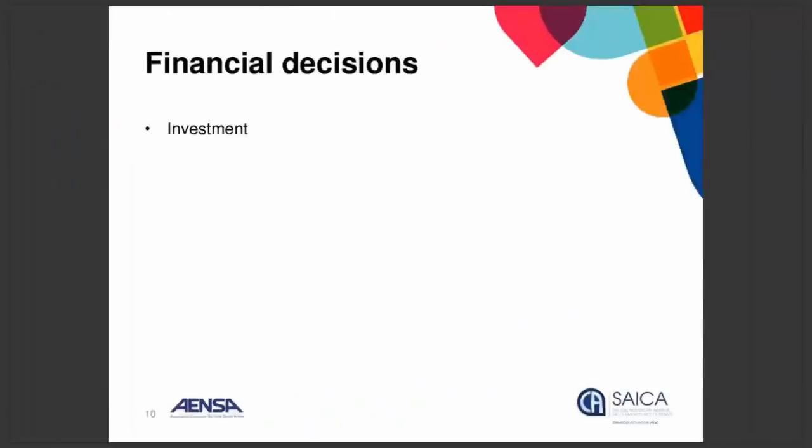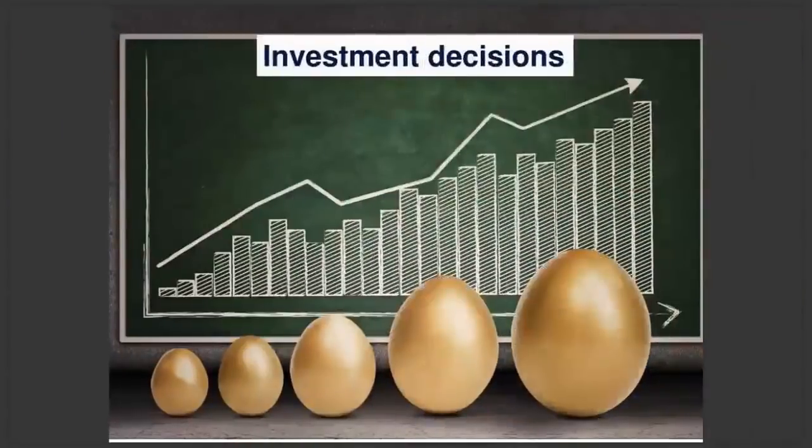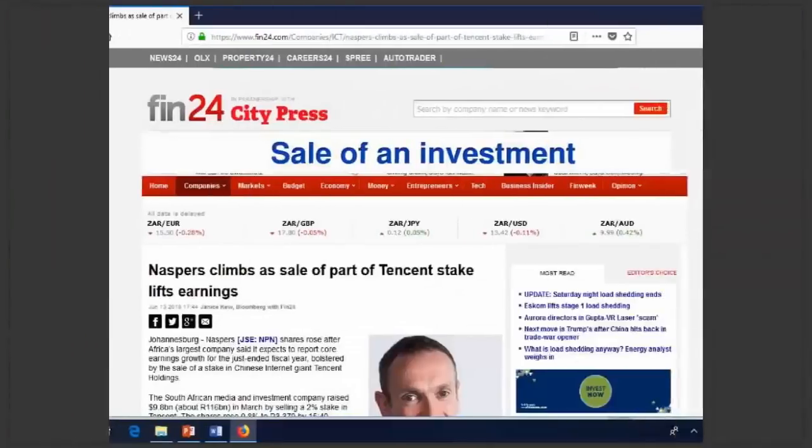When we are looking at the financial decisions in a business, there are two types of decisions that we will be focusing on. And the first one relates to investments. And these decisions can include whether you should actually make an investment or dispose of one. For example, recently there was a sale of an investment, and this is just a recent article which I came across where Naspers went and sold a part of its Tencent stake.